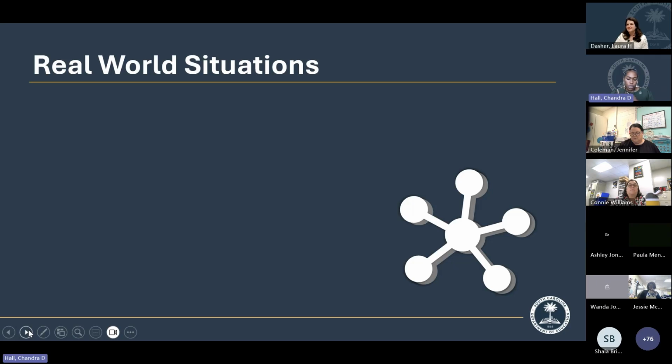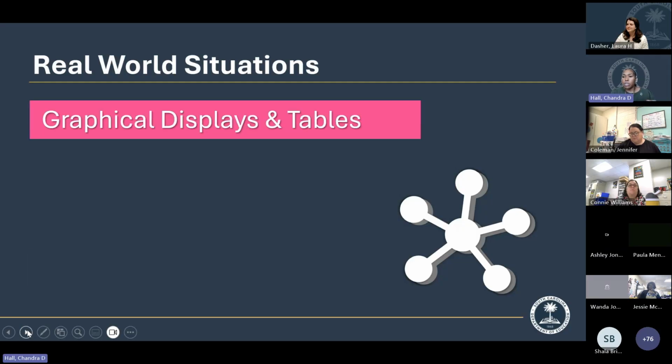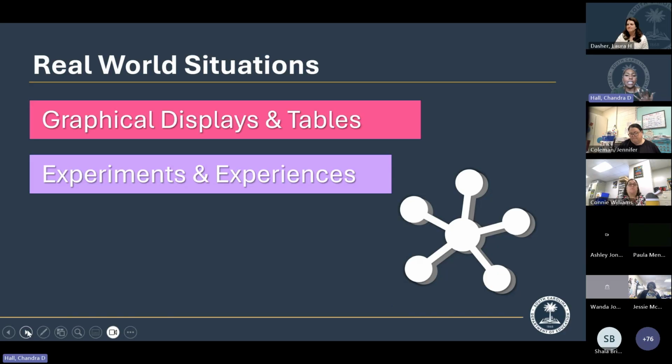So we just want you to know that this is only one way that we can get our students engaged in real world scenarios. Other ways we can do that are through graphical displays and tables, which is easy to bring in when we're bringing in science and social studies and those things. Experiments and experiences with children, and those could even be field trips, field studies, and then bringing it back into the classroom and talking about the math you discovered while you were out and about, wherever it was that you went.